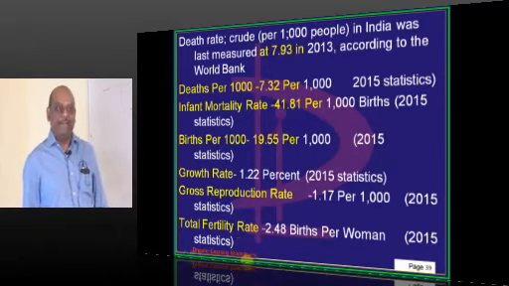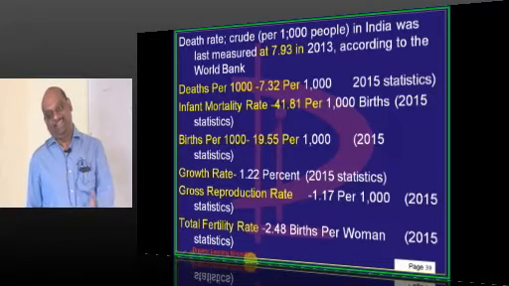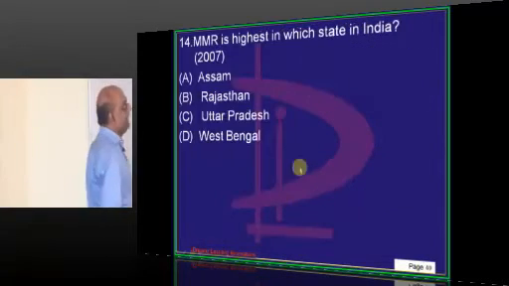So growth rate is 1.2, half that of total fertility rate. Arey, come on doctor. Chalo.